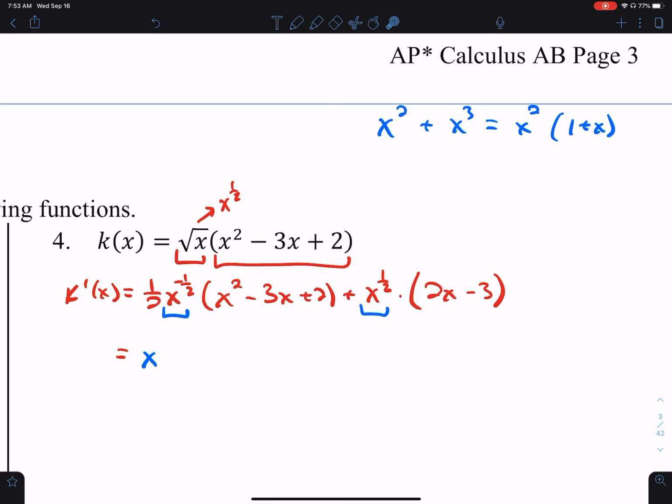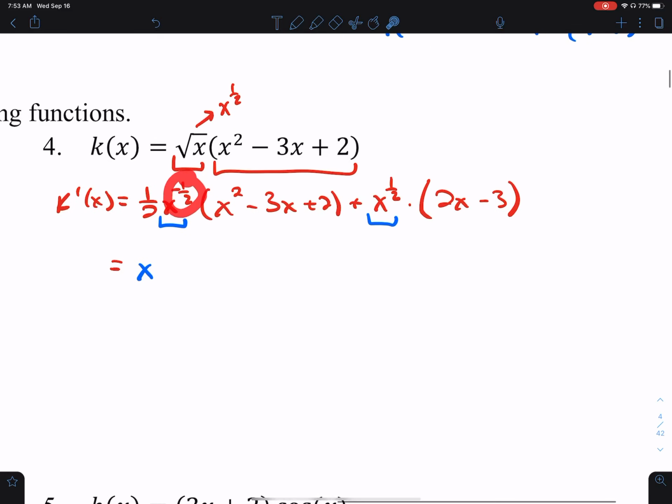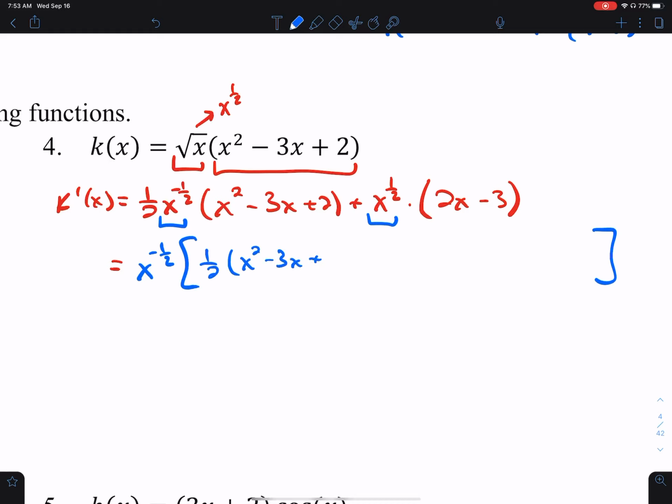So what's the rule? If you have the same base, the number that you put out to the front as an exponent is the smaller of the two numbers. So in our case, a negative 1/2 and a positive 1/2, a negative 1/2 is the smaller of the two numbers. So that goes out in front. And then, because we already got parentheses in this, I'm going to put brackets here, which means I just factored this out of this whole thing. This term here, we're going to be left with a 1/2 times x squared minus 3x plus 2. Here, obviously we're going to be left with the 2x minus 3.